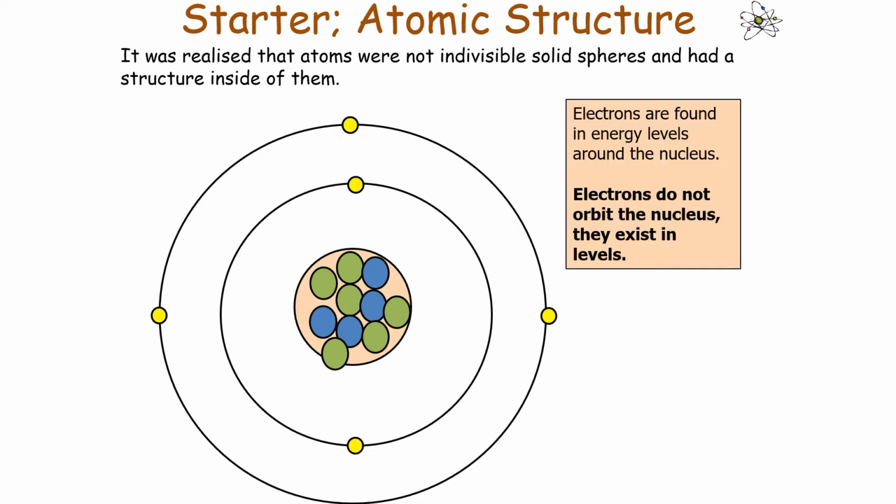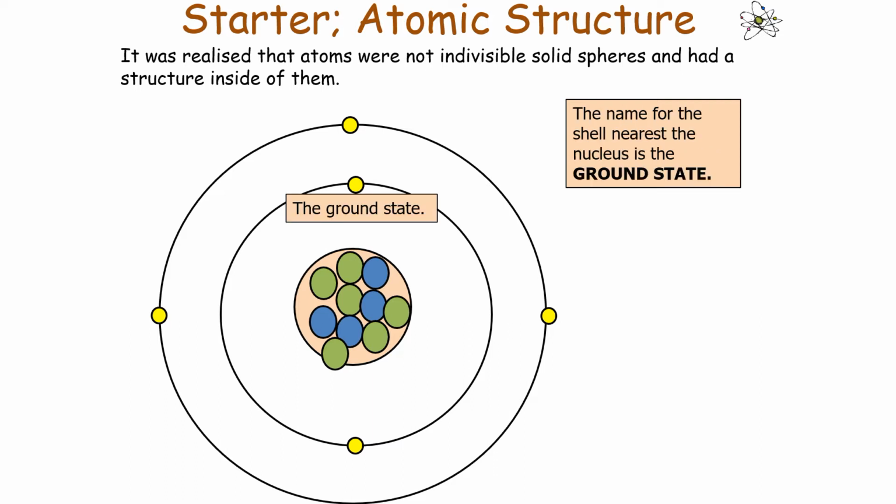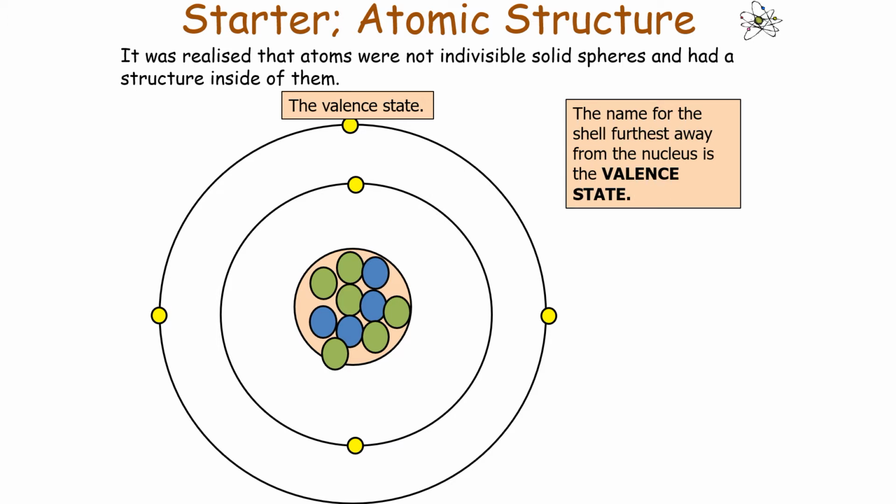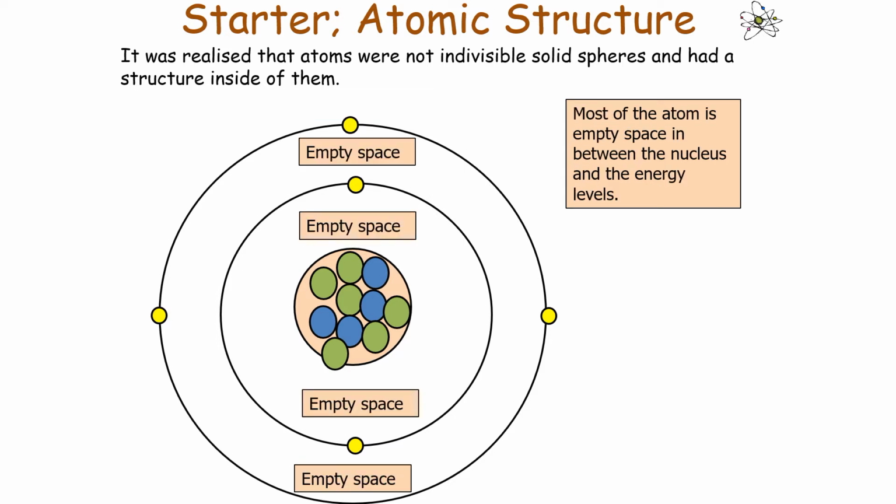The electrons are found in energy levels around the nucleus. Electrons do not orbit the nucleus, they exist in levels. Now different names for levels can be states, orbitals or shells. The name for the shell nearest the nucleus is the ground state, and the shell furthest away from the nucleus the valence state. Now most of the atom is empty space between the nucleus and the energy levels.